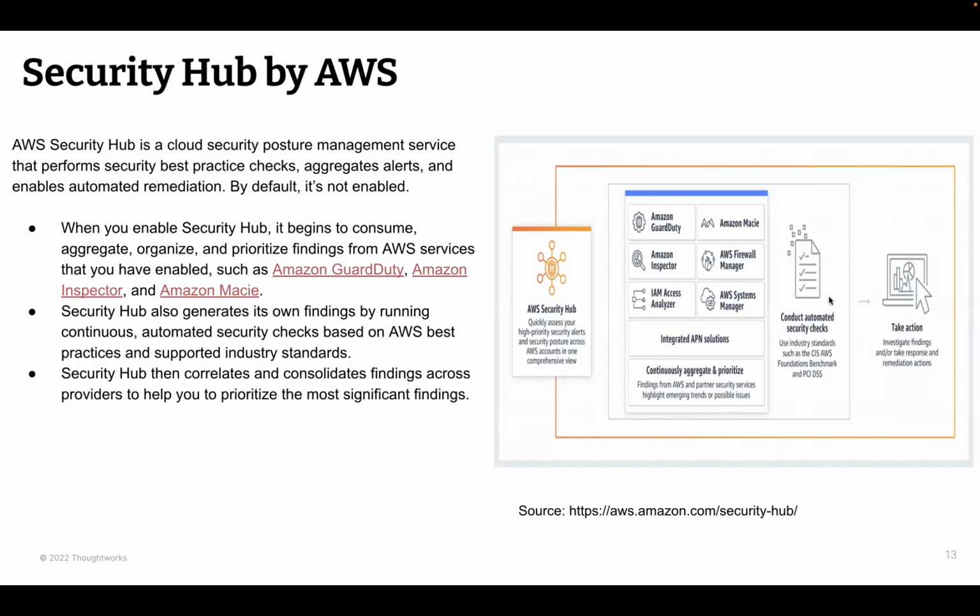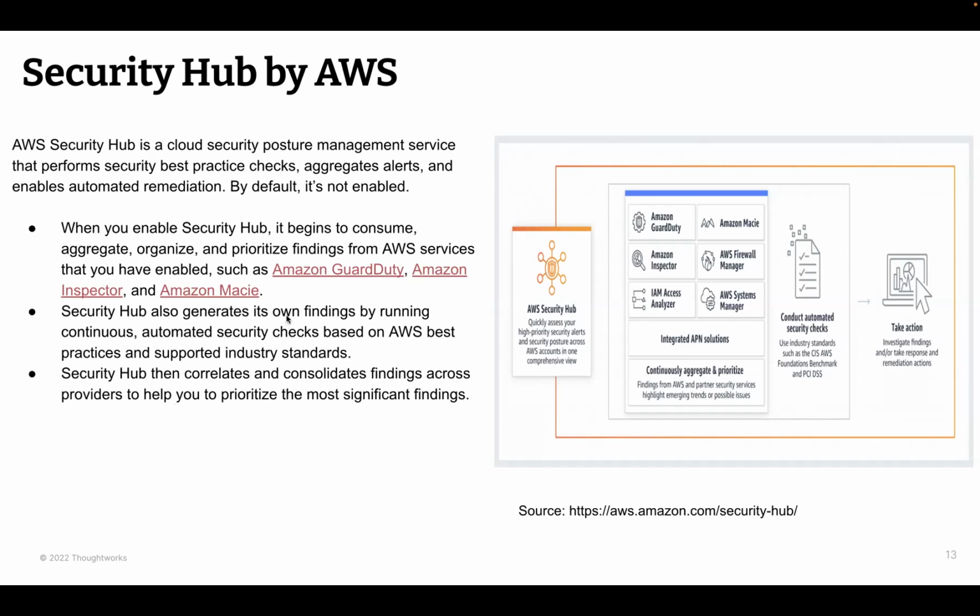Then we have automated security checks, so it will check all the things, and then we can take an action, like creating an EventBridge rule and integrating it with Config or Lambda functions to remediate those findings. I will be showing one of those tasks here, the take action part. It generates its own findings by running continuous automated security checks based on AWS best practices and supported industry standards, like PCI, HIPAA, and other compliance. And then it correlates and consolidates findings from providers to help you prioritize.